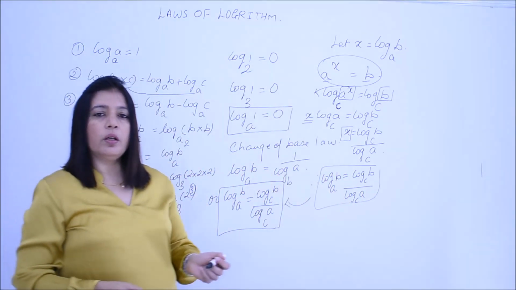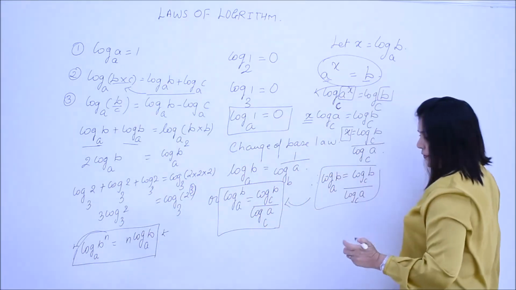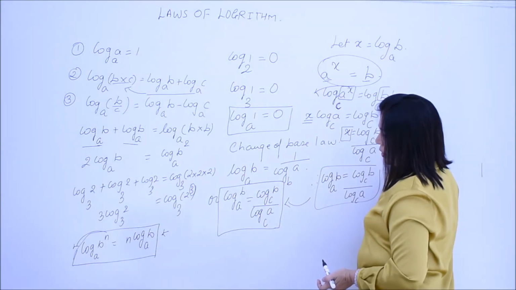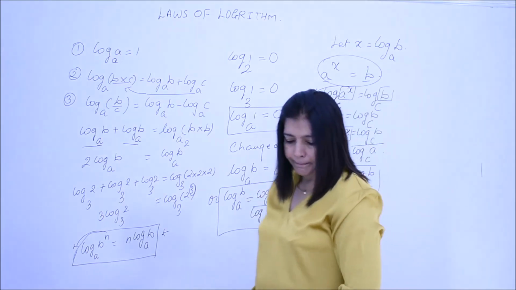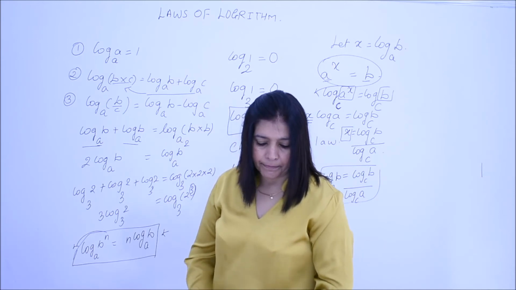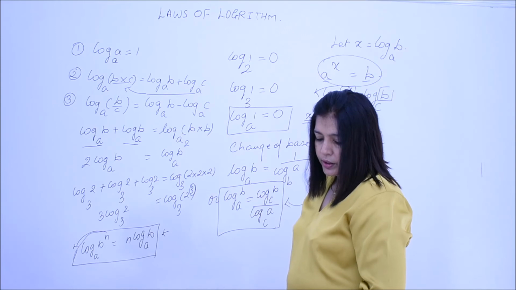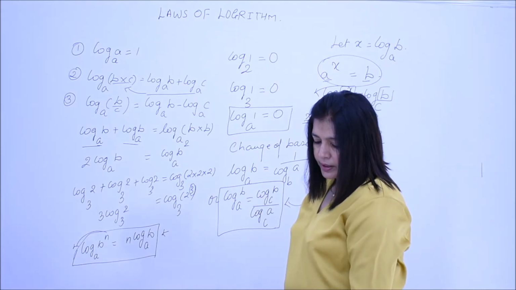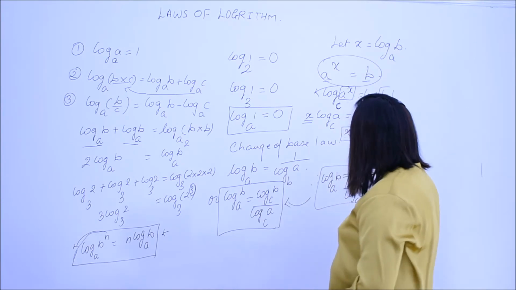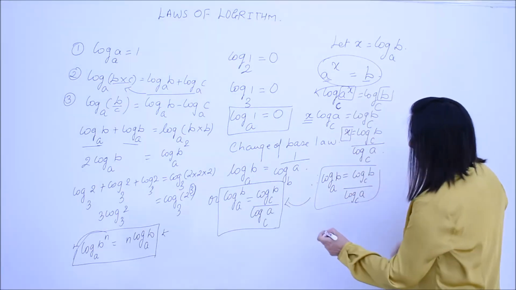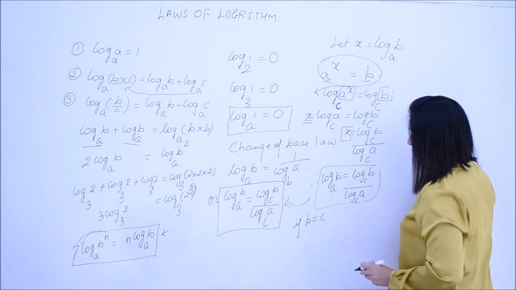Now there is a small case here. What if over here, if this B and C both are equal? What if B and C both are equal? So in that case, this is if B is equal to C.